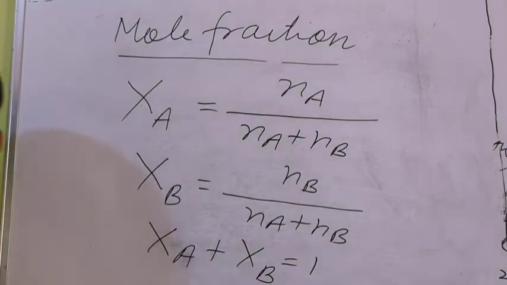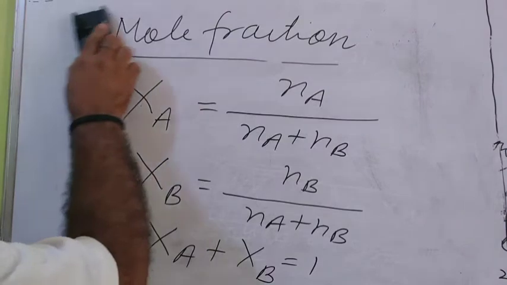So the sum of Xa plus Xb is equal to 1. There is one more method of expression of the concentration of the solution, that is parts per million.